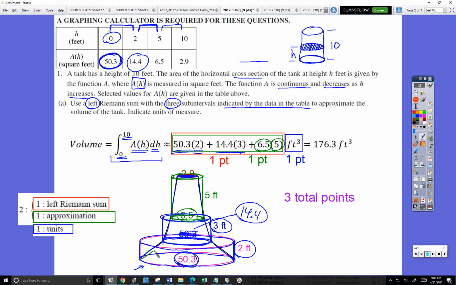The object volume is much more complex, but we're just doing a Riemann sum approximation of it, and it's a left Riemann sum. You don't have to do the computations, so you really get 2 points if you have your Riemann sum written out correctly. You don't have to come up with this decimal value. They did ask for units. It says right here, indicate units of measure. So you get another point if you did that. 3 total points on part A.